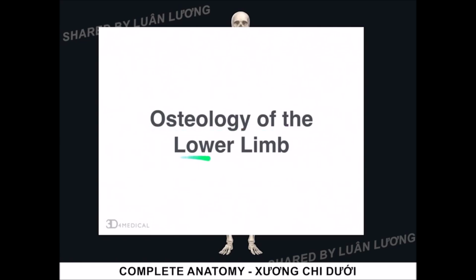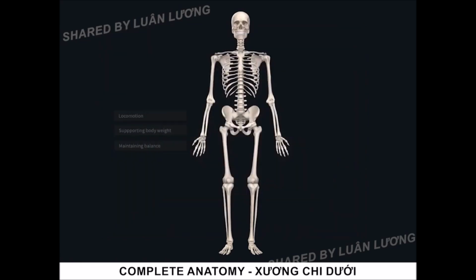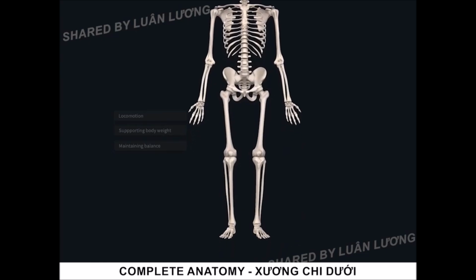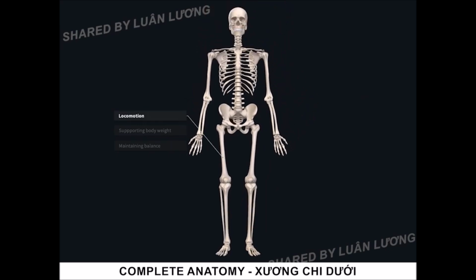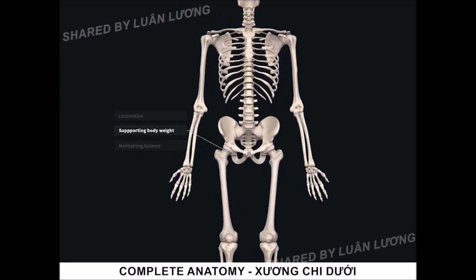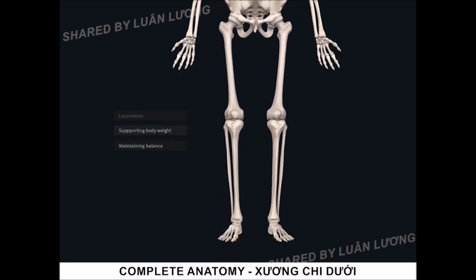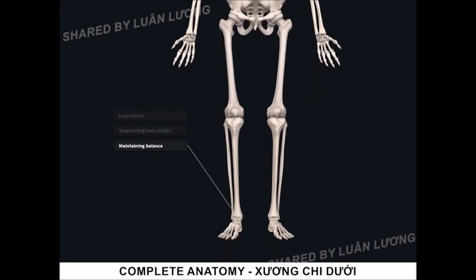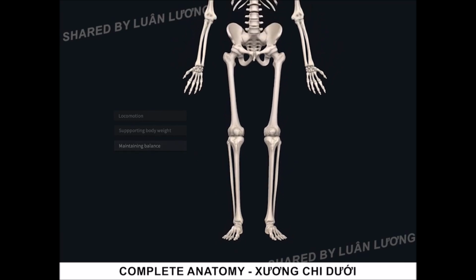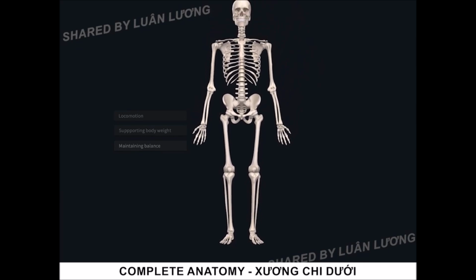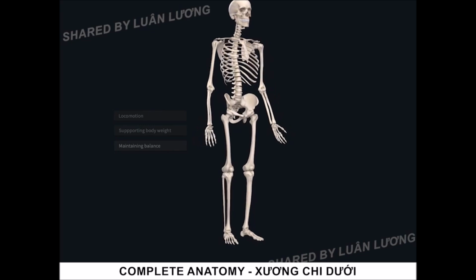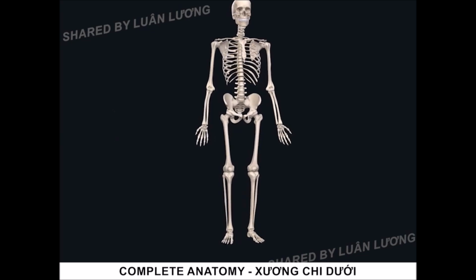Osteology of the lower limb. The bones of the lower limb have three primary functions. They are going to assist and support locomotion, or our ability to voluntarily move around in a bipedal fashion. They are also going to be designed to help support the weight of the body, and lastly, maintain balance of the body. Now, to facilitate these three roles, there are certain bones that are going to have different functions and have a larger or smaller role in one of those three primary functions of the bones of the lower limb.